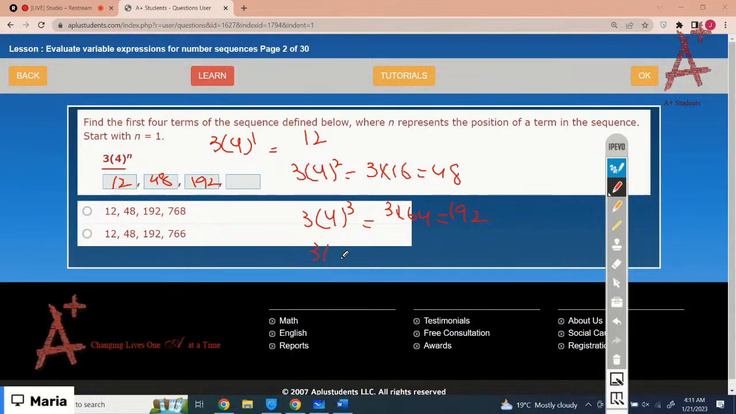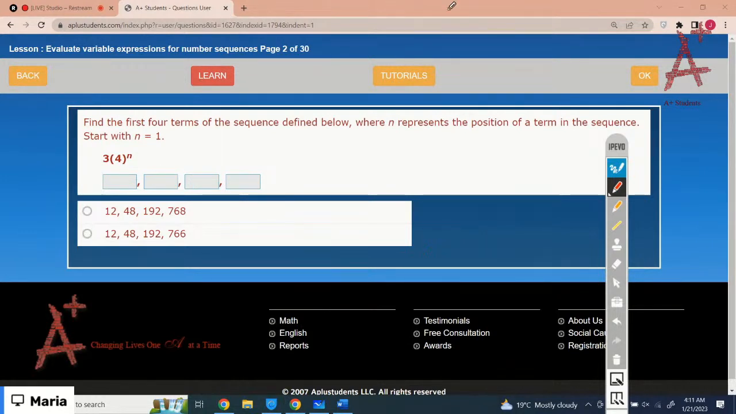And for the fourth term, you have to evaluate 4 exponent 4. So 4 exponent 4 is 16 times 16, which is 256. And let's do 256 times 3. That would be 768. Got it? So the correct option is option number 1: 12, 48, 192, and 768. Got it? That would be option number 1.